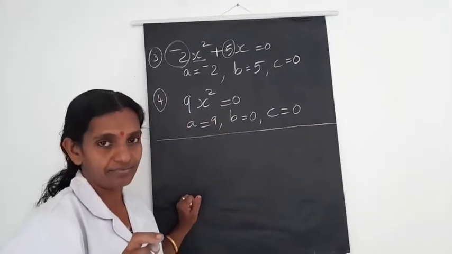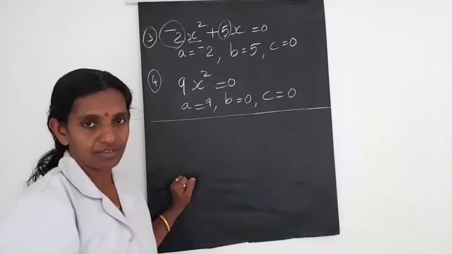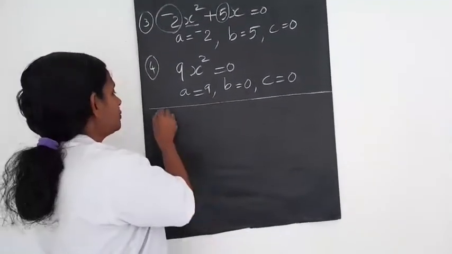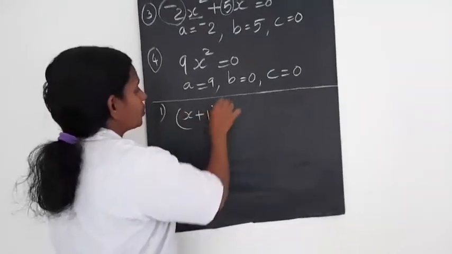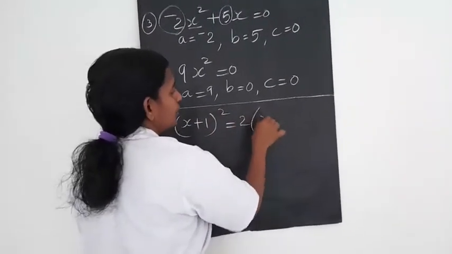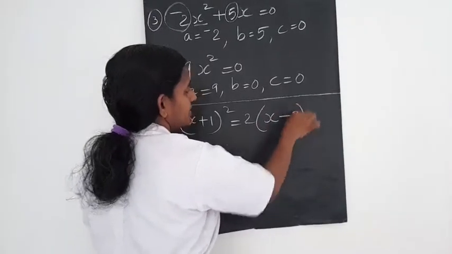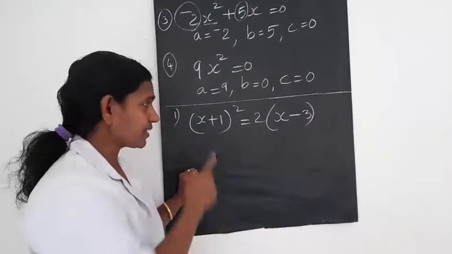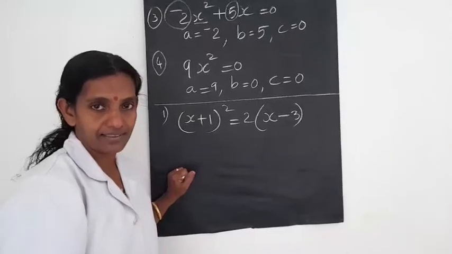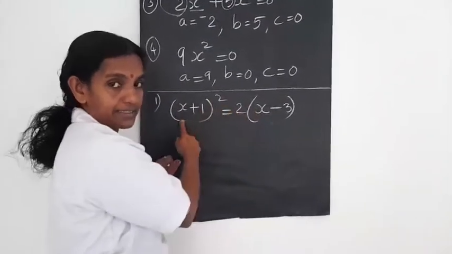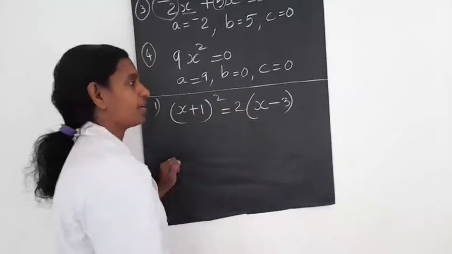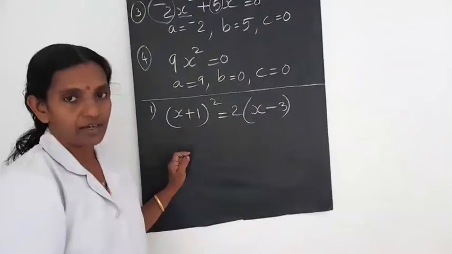Okay. Now one question is there. Check whether it is a quadratic equation or not. Question number 1: x plus 1 whole square equal to 2 into x minus 3. Suppose one equation is given like this. Equality is given here, left side and right side, LHS and RHS. Now x plus 1 whole square.